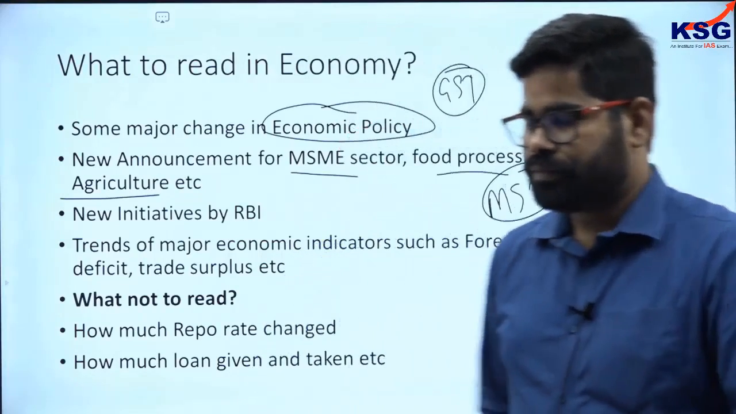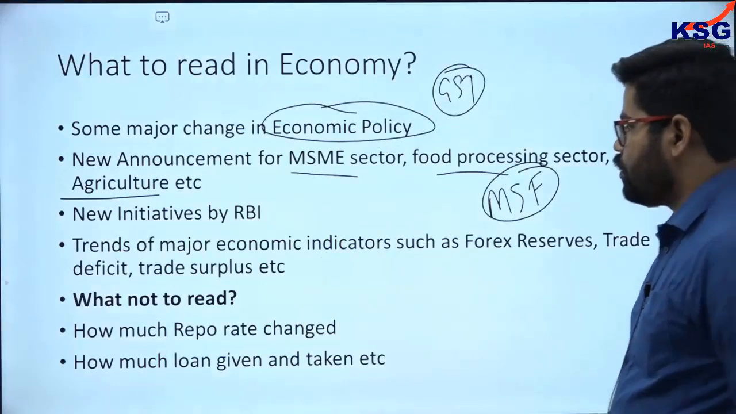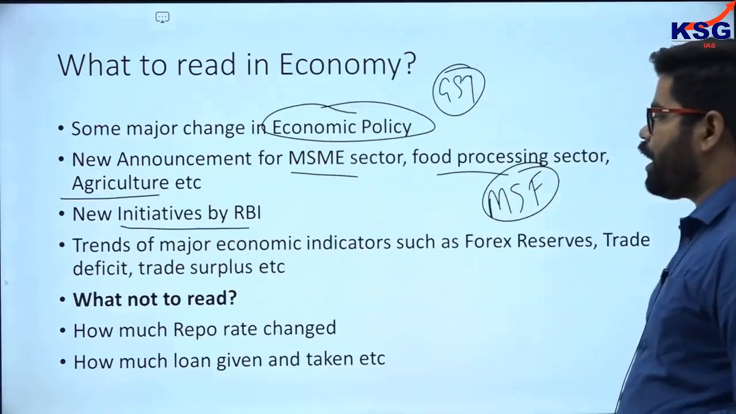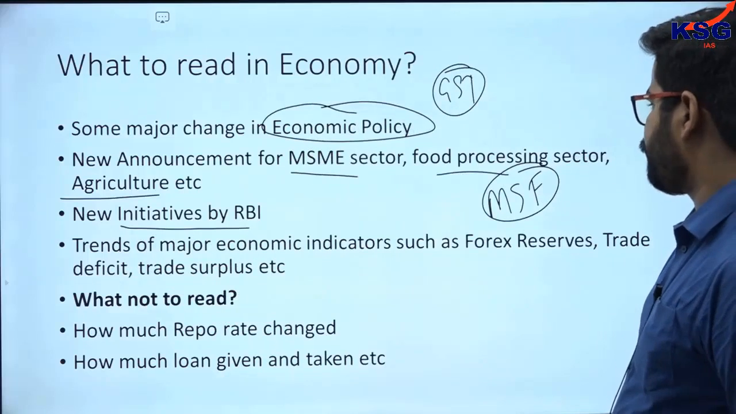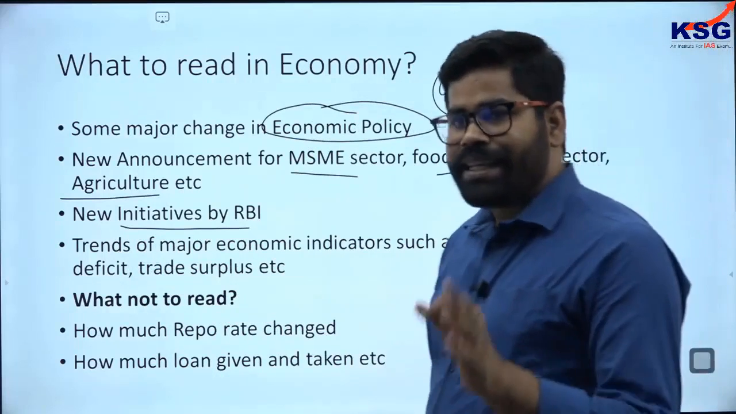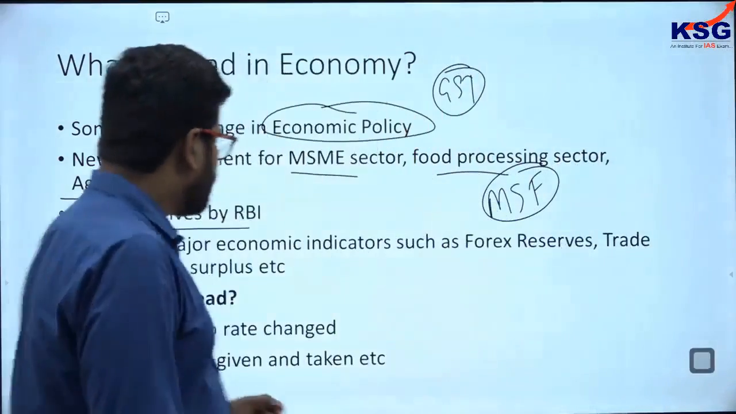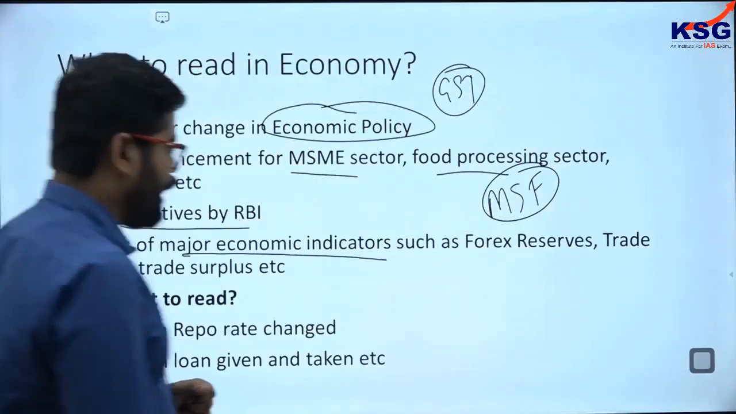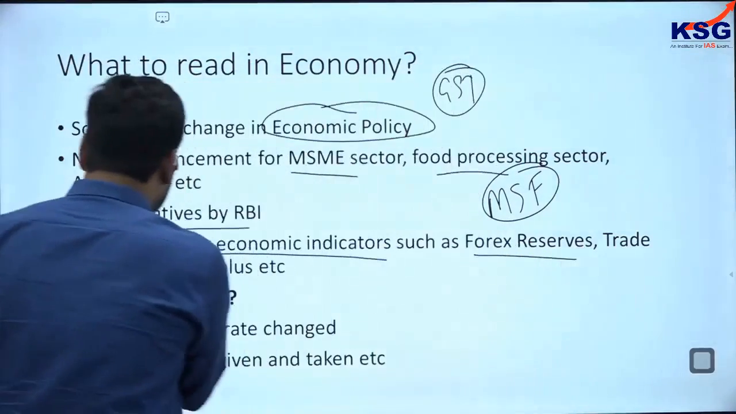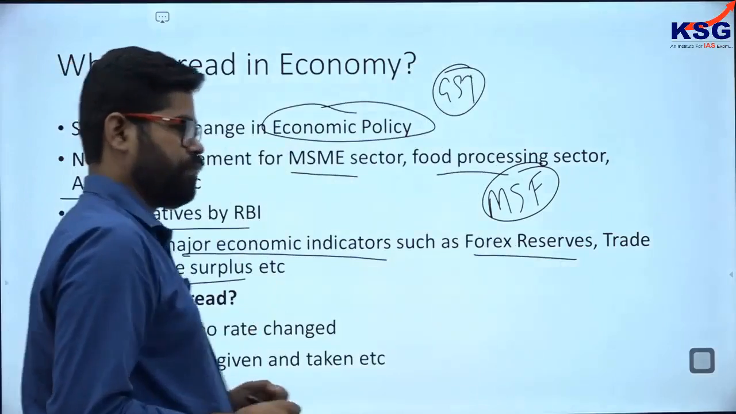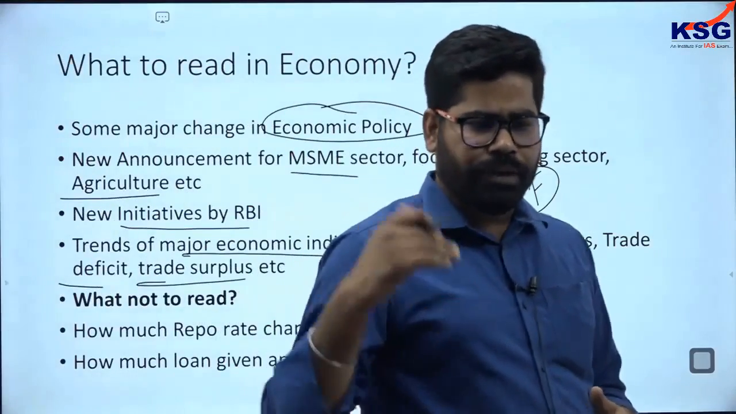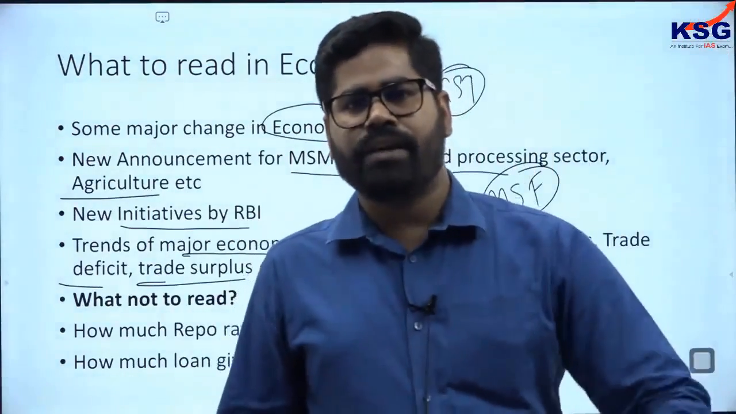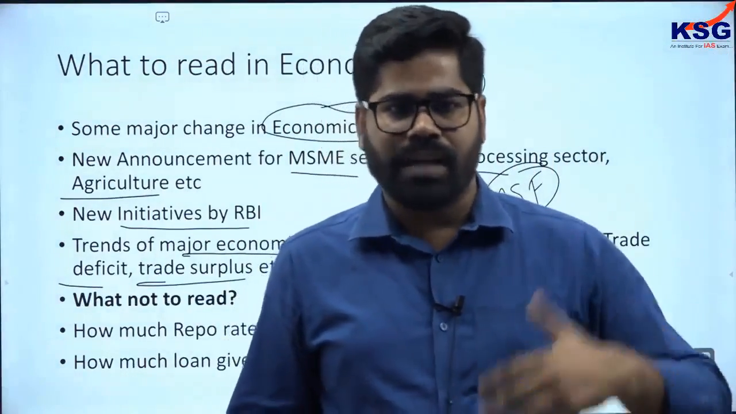Now, I have already told you this portion. If a new initiative by RBI is there, you can note it down. One thing which you can track is the trend of major economic indicators, like forex reserve, trade deficit, trade surplus. This is not something which you have to track on a regular basis. You have to see it after 3 or 4 months, after 6 months.